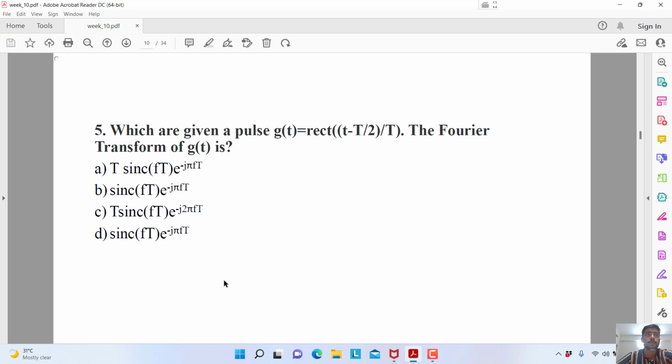Now question number 5: given a pulse g(t) equal to rect of (t minus 2) upon capital T, find the Fourier transform of g(t). Just use the basic formulas of the Fourier transform. Second time I'm telling you, first find the Fourier transform of rect(t), and then substitute t by t by 2.